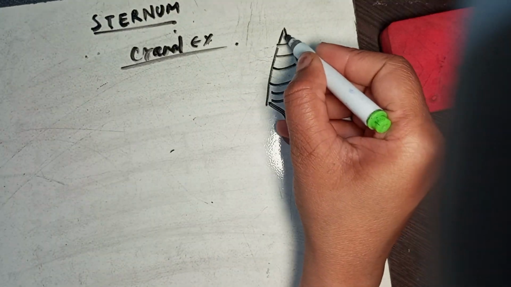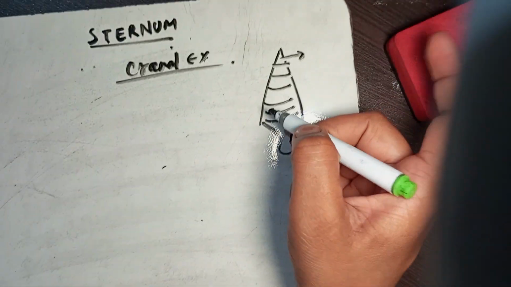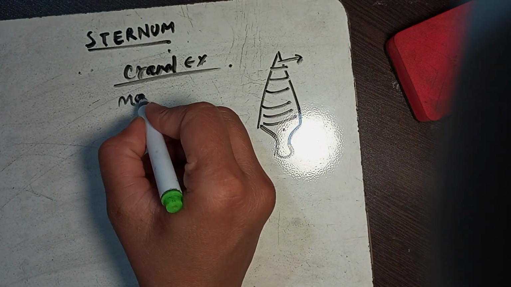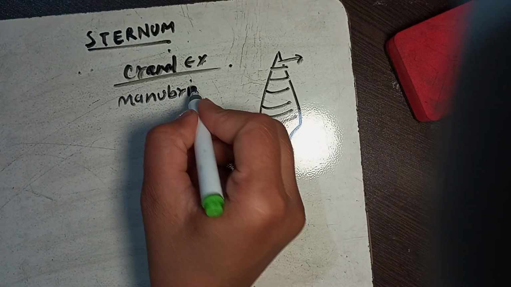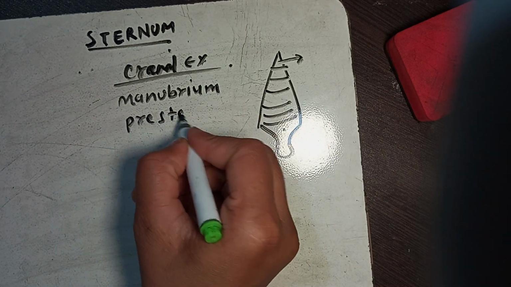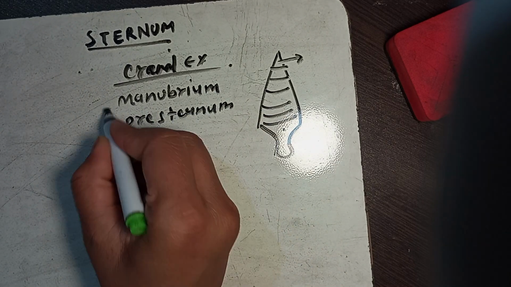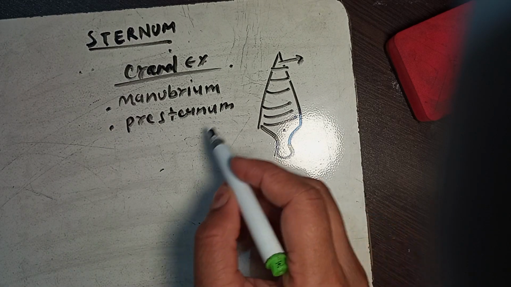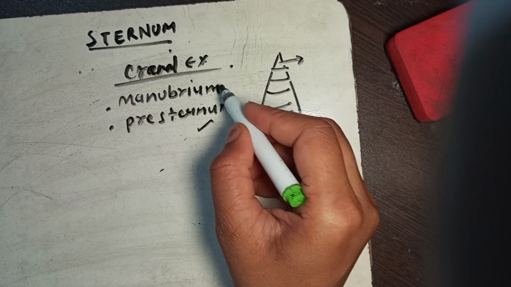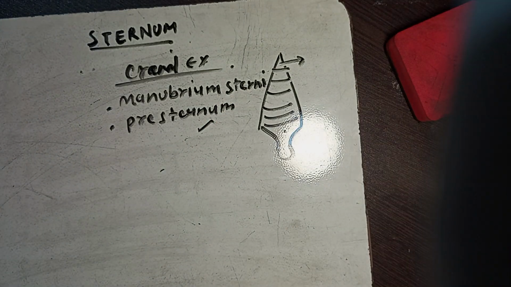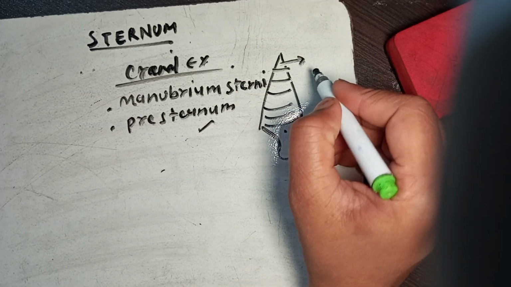Now the cranial extremity is made by the first sternebra, and this first sternebra is called the manubrium, and it is also known as the presternum. So both of these are the same thing. The cranial end is also known as the presternum or manubrium sterni. Clear? Manubrium sterni. It is formed by the first sternebra.